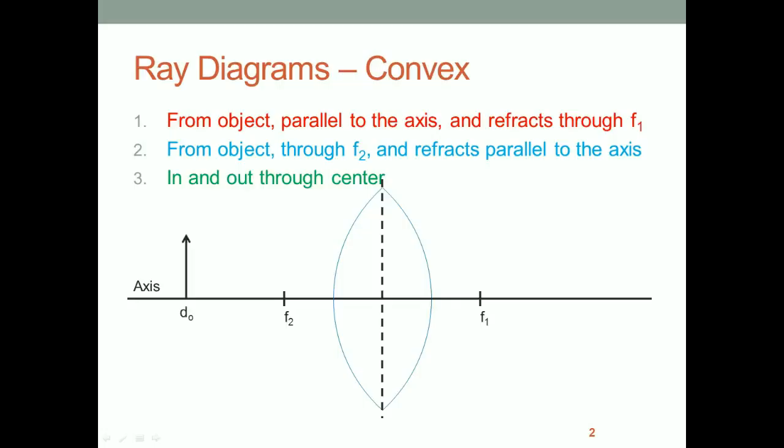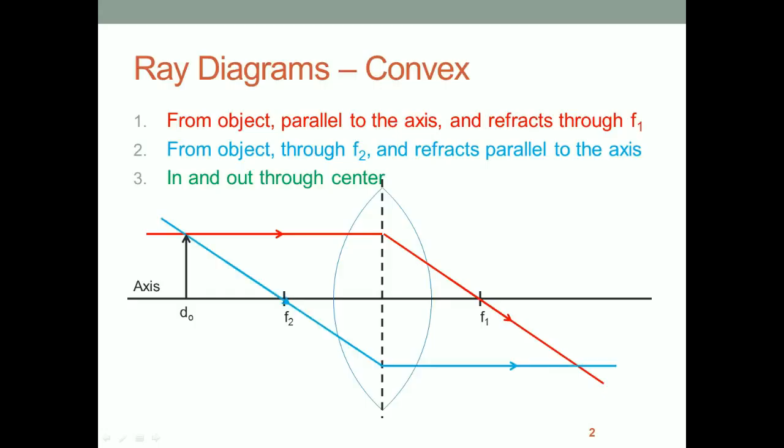So for this example, here is my object. I hit the top of the object. Once I hit the center of the lens, I turn and I go out through F1. Hit the top of the object, go through F2 at the center of the lens, turn and go out parallel, and straight through the center. Over here, my three rays meet. This is a real image. It's inverted, and technically it's larger. Technically it's smaller, but that's very, very hard to tell because I put the object distance very close to being at the 2F point.